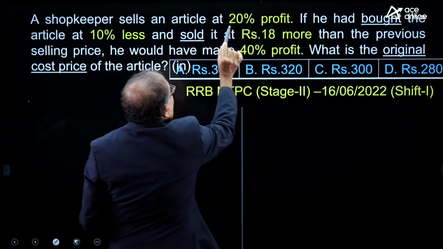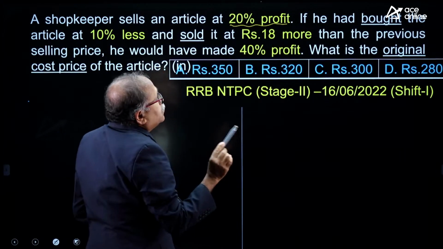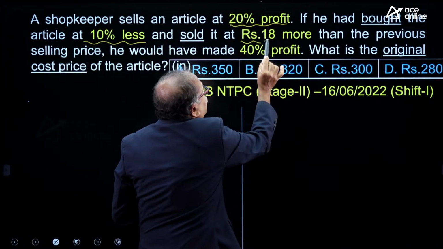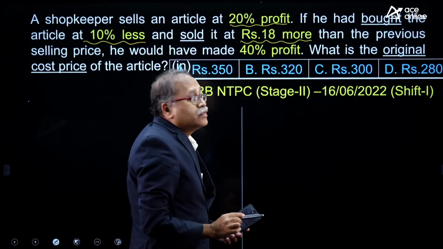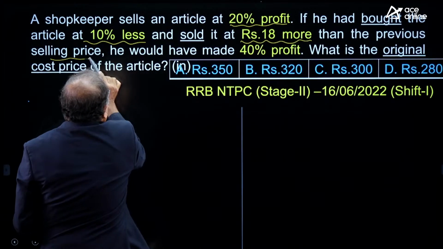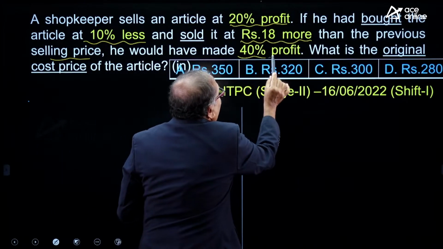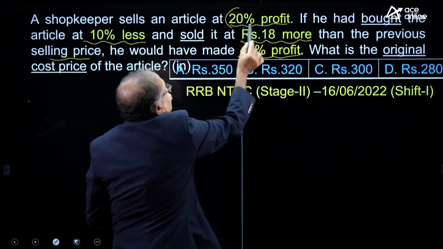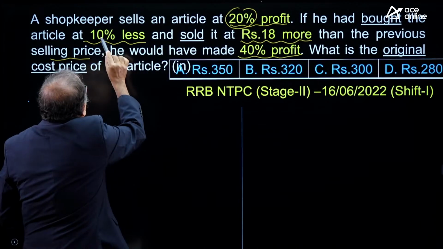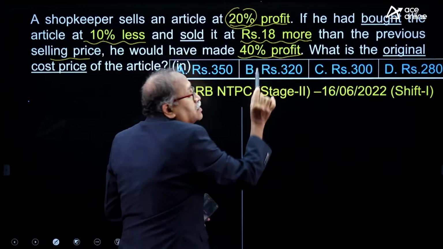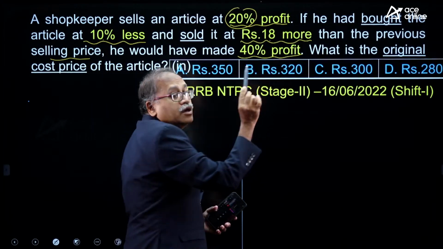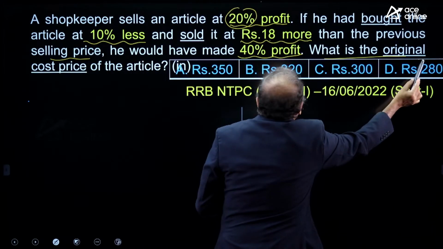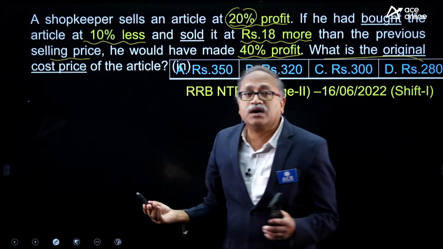A shopkeeper sells an article at 20% profit. If he had bought the article at 10% less and sold it at 18 rupees more than the previous selling price, he would have made a profit of 40%. His original profit is 20%. If the cost price decreased by 10% and the selling price increased by 18 rupees, not a percentage, then his profit would have been 40%. Now the question is, what is the original cost price of the article?